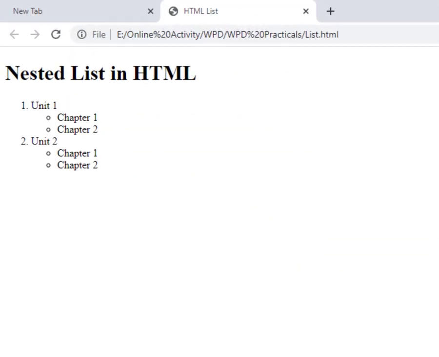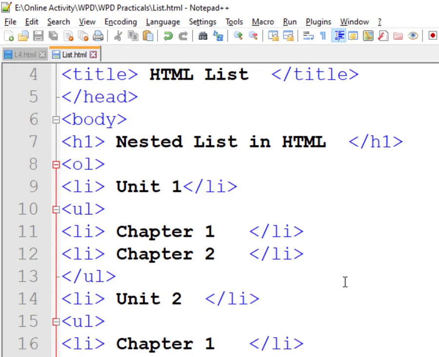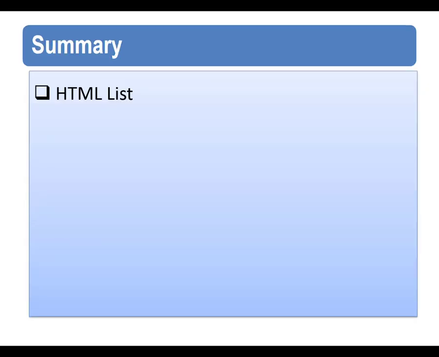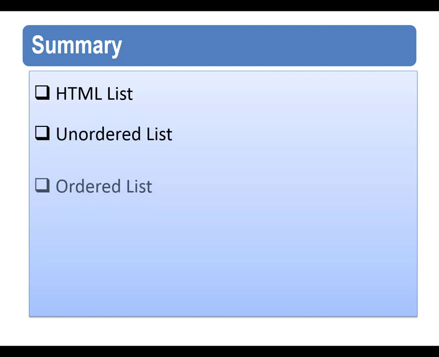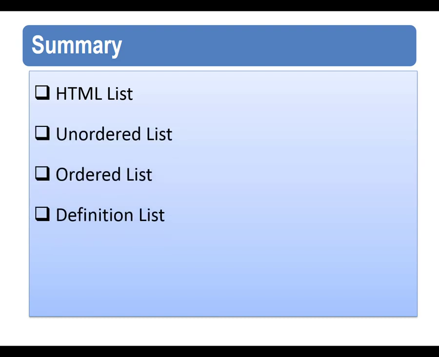After refreshing the web page, your nested list looks this way. So this is how we create the nested list in HTML. In this video, we have learned HTML list, unordered list, ordered list, definition list, and nested list.